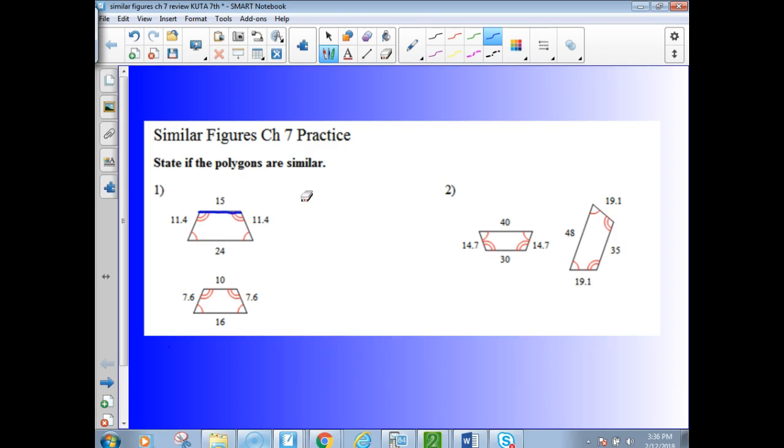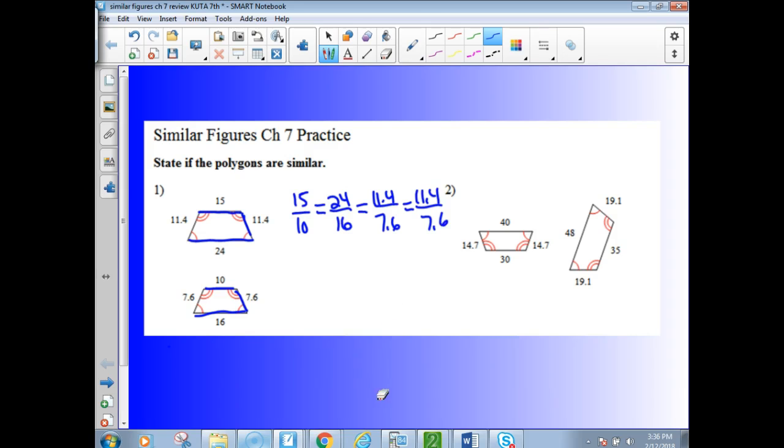So we compare 15 in the top figure to 10 in the bottom figure. We would, of course, compare 24 to 16. And we would see if that compares also as 11.4 from the first figure to the second figure, 7.6. And then 11.4 to 7.6 is repeated since that's an isosceles trapezoid.